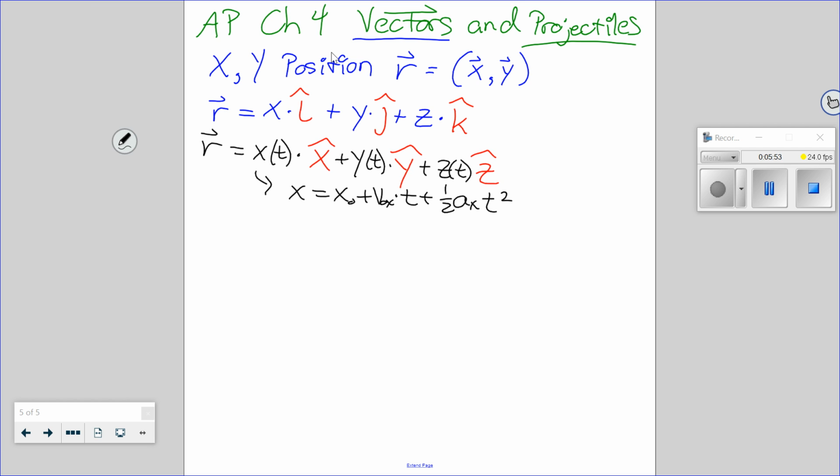And with projectiles, the x will have a constant velocity. It'll be a linear function of time, super easy. And then the y will be accelerating, and we usually ignore z. So it's not too bad, really. But I don't even like that notation because it looks like everything can just add together. And you have to remember that this x hat, y hat, and z hat are different dimensions.